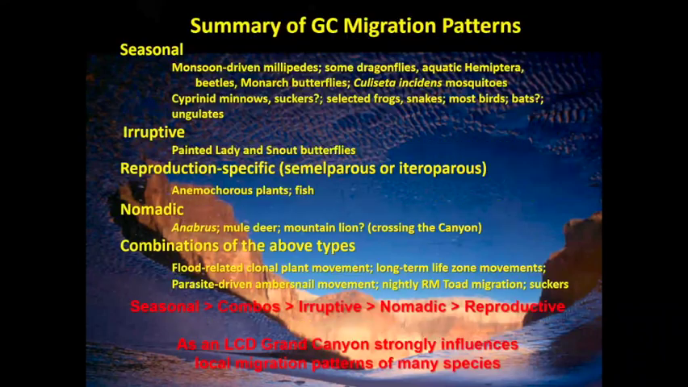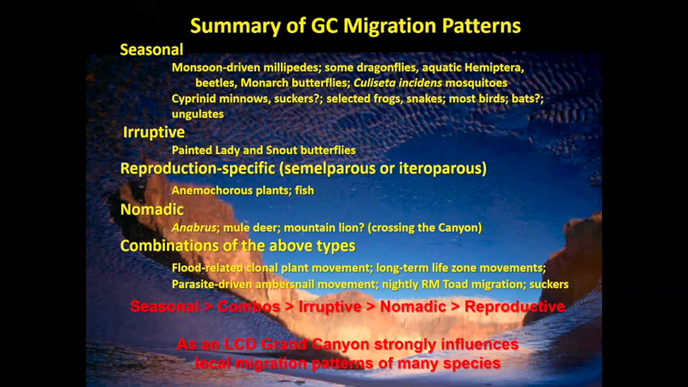So with that, we can conclude that seasonal migration is the major form of migration in the landscape, with some elements that can be shorter cycles, nightly in the toads, for example, or monsoon-driven in millipedes and whatnot. Eruptive emergence is something that characterizes the painted lady and snout butterfly population migrations. Reproductive-specific migration, we see in some of our wind-distributed plants and fish.